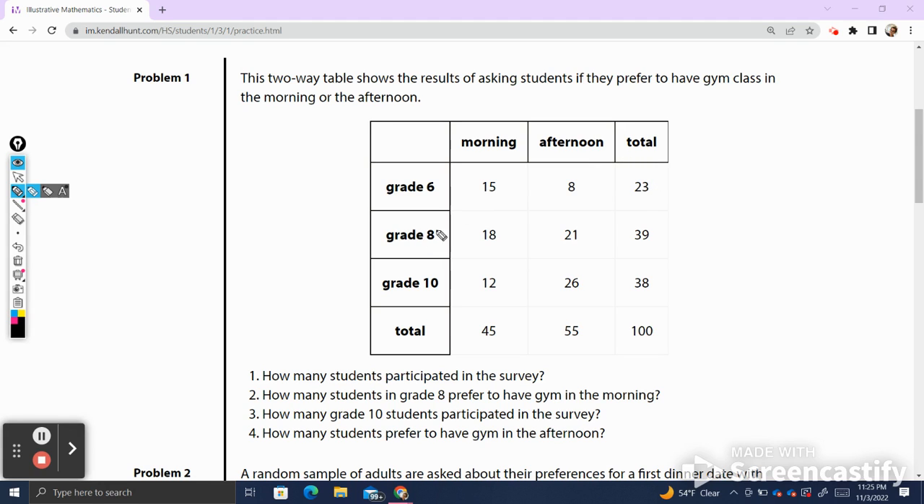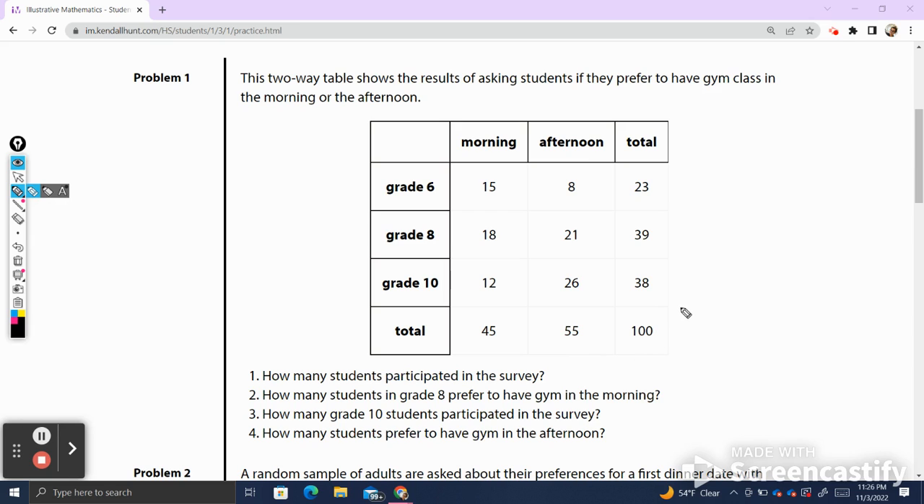I notice at grade 8, 18 prefer the morning, 21 prefer the afternoon, 39 is the total number of grade 8 students. Grade 10, I see that 12 prefer the morning, 26 prefer the afternoon, and the total of grade 10 students is 38. Then I notice this column says total. What this tells me is that 45 students total like the morning, 55 students total preferred the afternoon, and there are 100 students total in the survey.